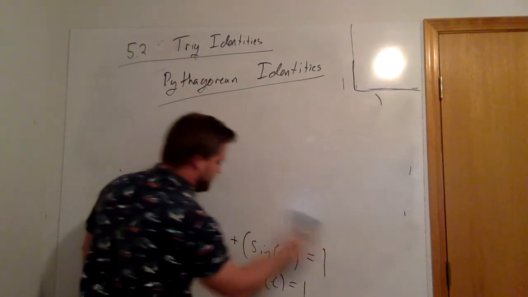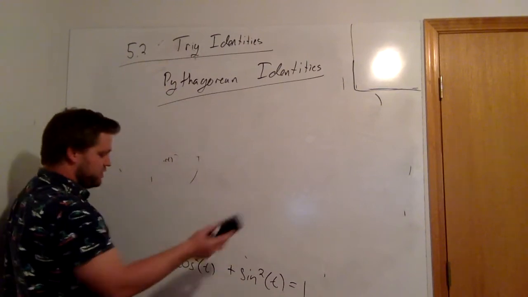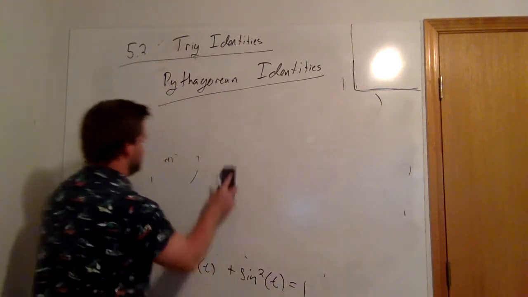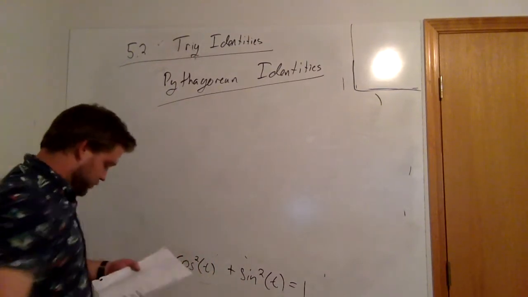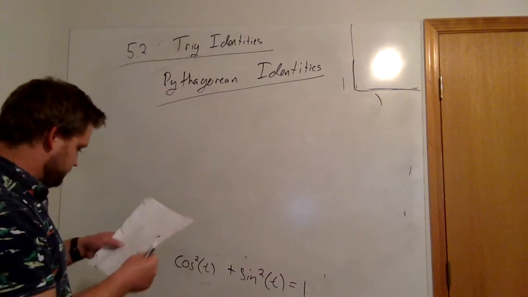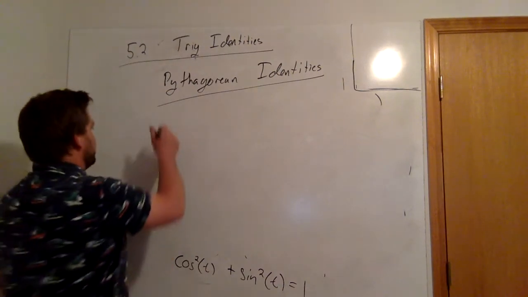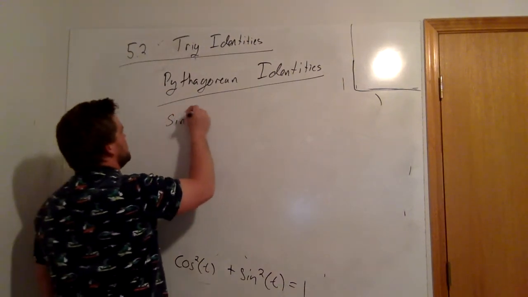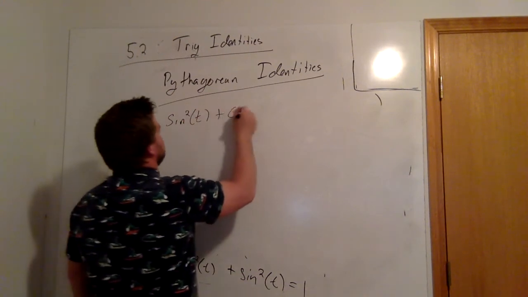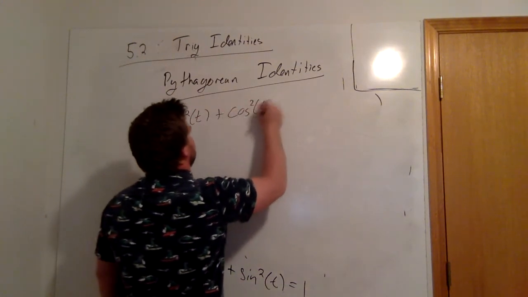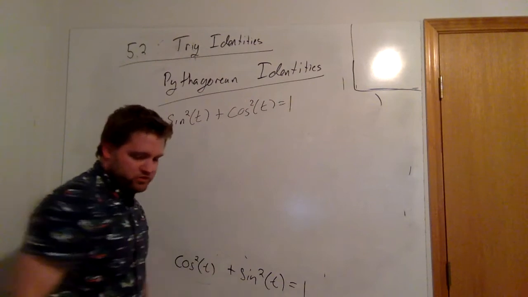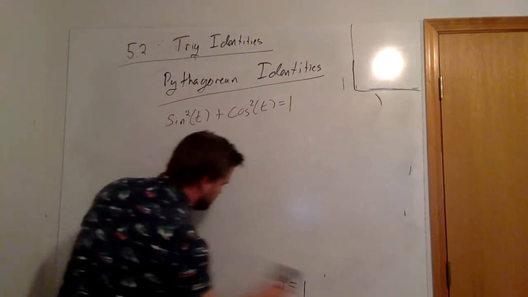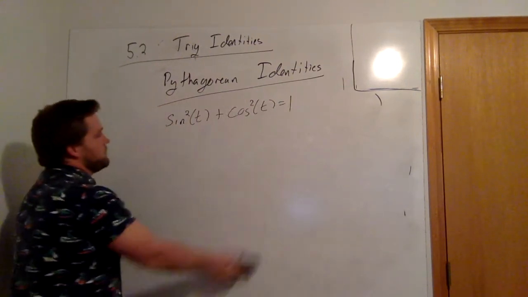So for whatever reason in my head, I know cosine squared plus sine squared is 1, but order of addition is commutative. So for whatever reason, I always like writing sine squared of t plus cosine squared of t is equal to 1. Sine squared plus cosine squared is 1. Okay, this is our first Pythagorean identity.